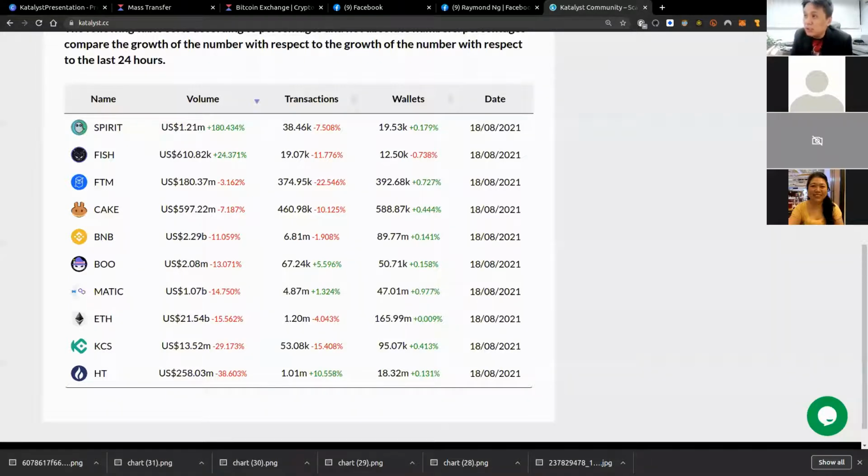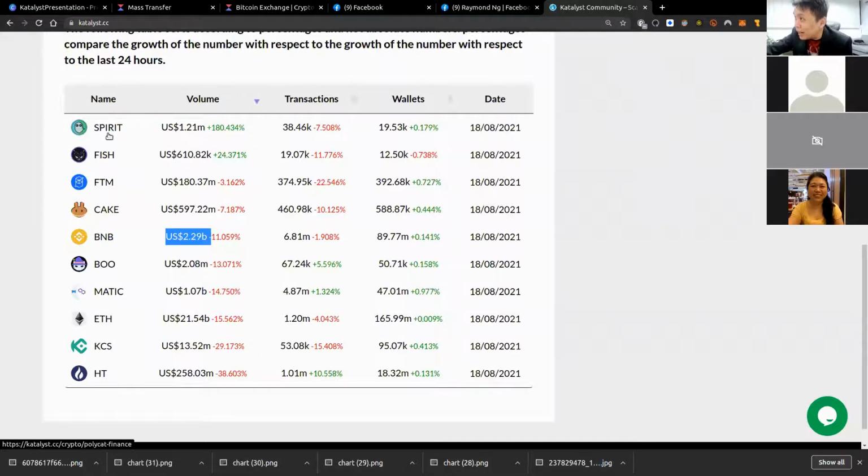It will give you a good indication, because if you look at the volume here, I don't really focus on the absolute amount. You see, in terms of percentage, this one is top. But in terms of amount, it's 1.21 million. You compare to this one, this one is 180 million, but percentage-wise is lower. This one is even better, 597 million. This one is 2 billion, but percentage-wise is bigger. Percentage will have a direct impact.